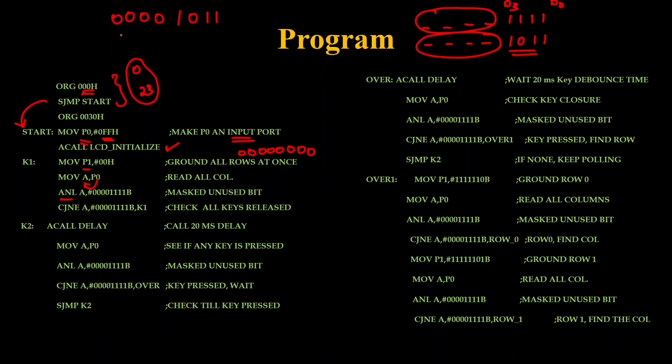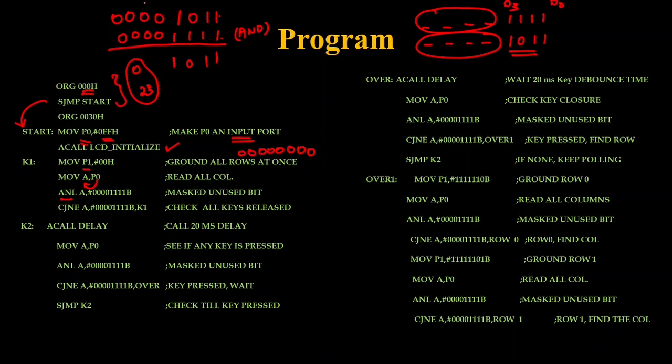If I make an AND operation with respect to your accumulator here, the mask is 0, 0, 0, 0, 1, 1, 1, 1. Just check with your AND truth table. 1 and 1 gives 1. 1 and 0 gives 0. So 1 and 1 gives 1.